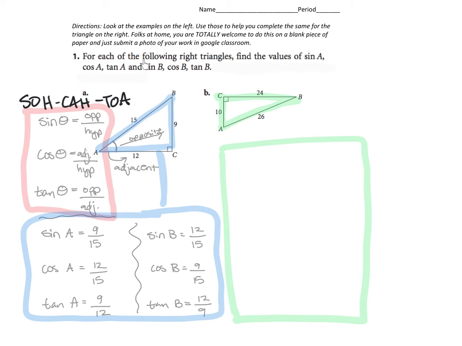So for each of the following right triangles, find the values of the sine of A, the cosine of A, the tangent of A, and the sine of B, the cosine of B, and the tangent of B. I wrote over here kind of in this red box just the ratios that you need to be familiar with. You have probably heard of them as SOH, CAH, TOA. That would be sine.